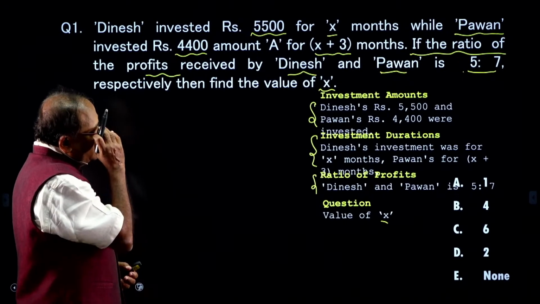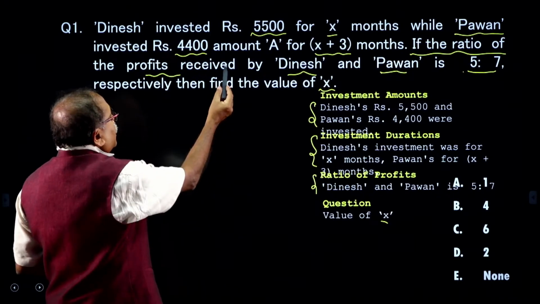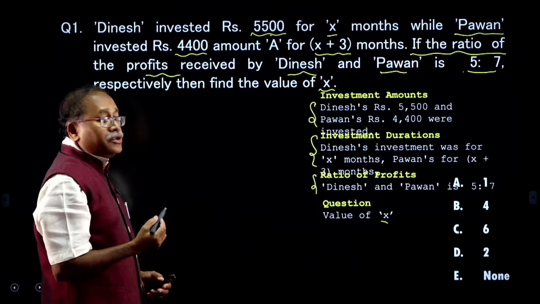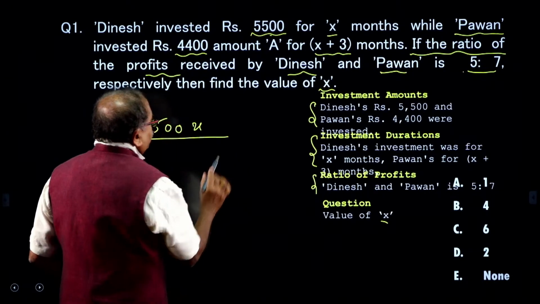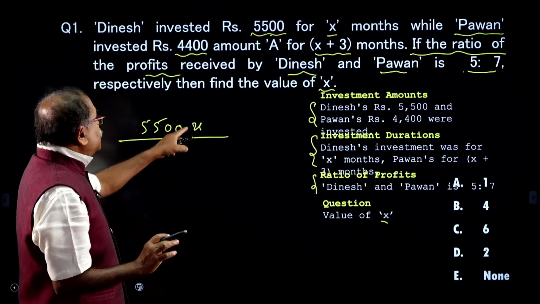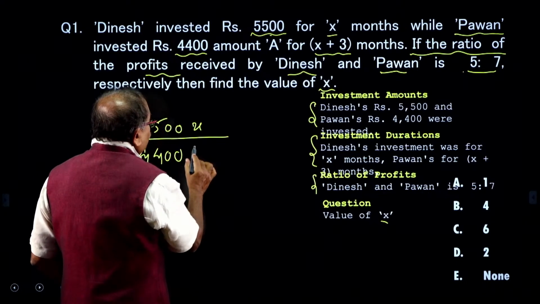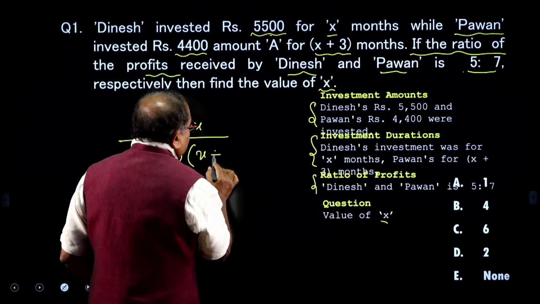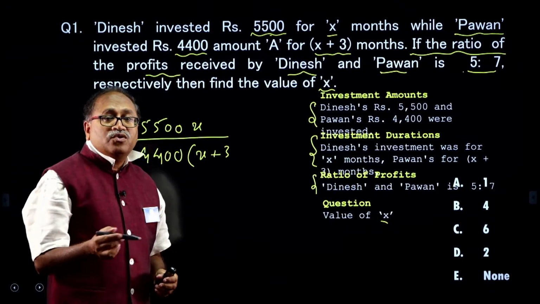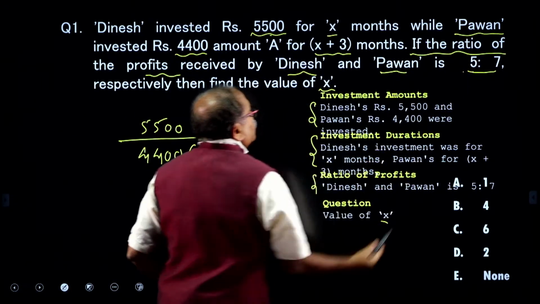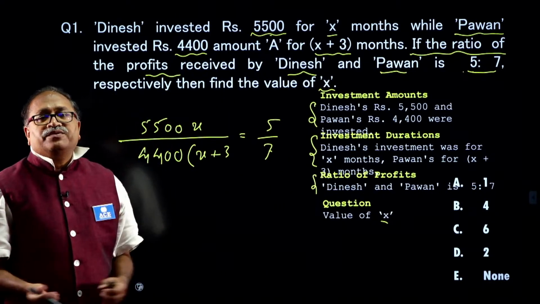Now, I will answer the question here. Hope everyone understanding this part of the question. So, we have this 5,500, this 4,400. Let us take that this is 5,500, it is the first question and the very easy question my dear friends. So, this is the capital that is for X months, and the other one is 4,400 into X plus 3 months, and the first one is of Dinesh and the second one is of Pawan. Hope you people have answered by this time. So, the ratio of Dinesh to Pawan is given to us, profit ratio 5:7, that is all.